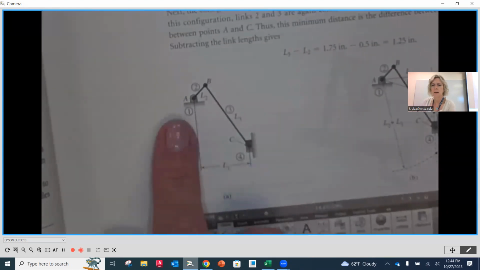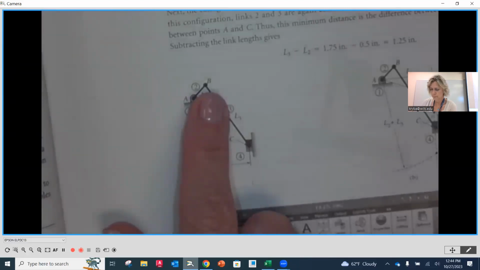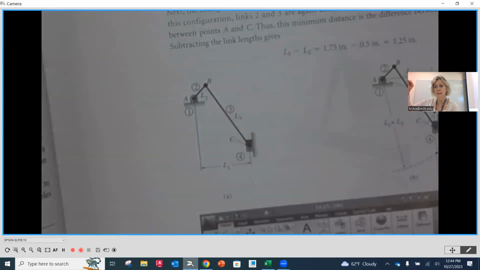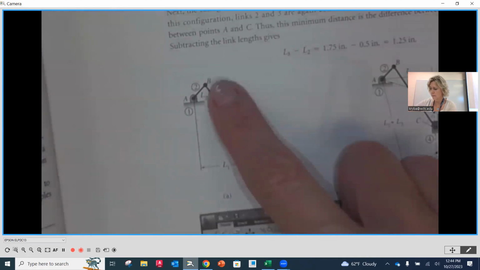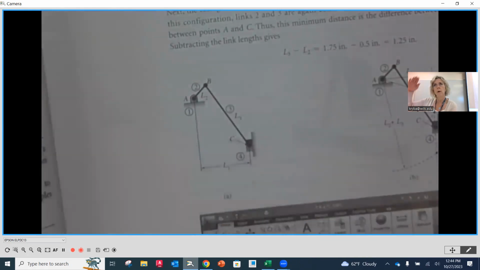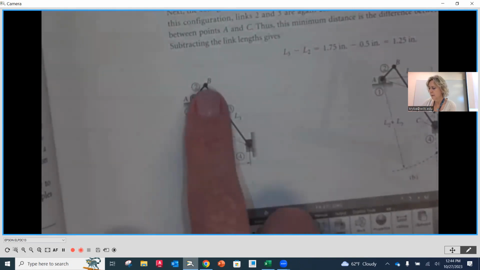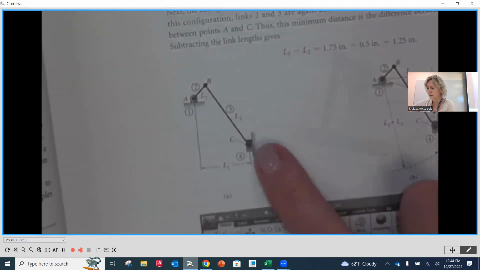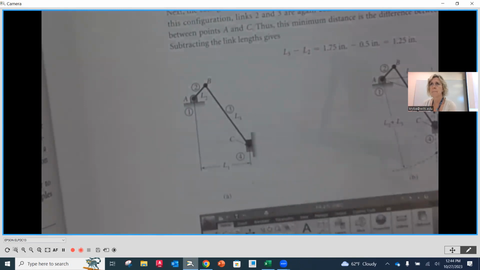We've got link number 1, which is our frame. Link number 2 is the radius to the connecting rod that goes down to where it's constrained up and down. That's going to be our link number 4, our slider. Then we have A, B, C, and they didn't label it, but D is going to be the joint of that slider, on whatever is keeping it in place.